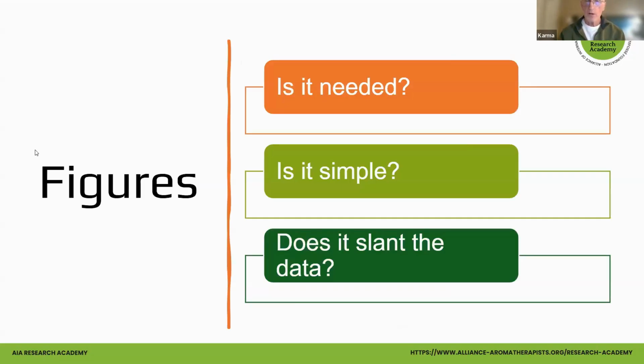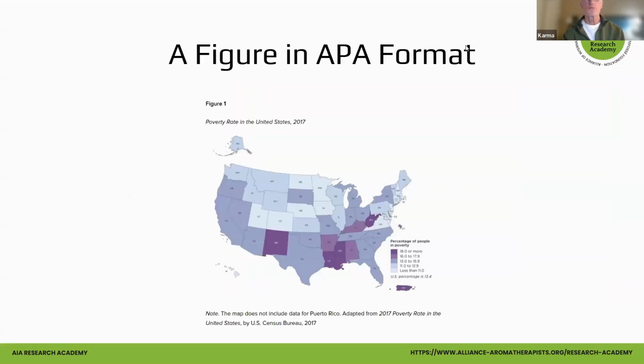Now we're going to go on to figures. Same 3 questions. Is it needed? Is it necessary? Is it simple? Or does it slant the data? Now we're going to look at some good and bad figures. This is a good figure. This is from the APA journal. Again, the figure number is in bold. The figure title is in italics, and they have a note. So it's the same format.